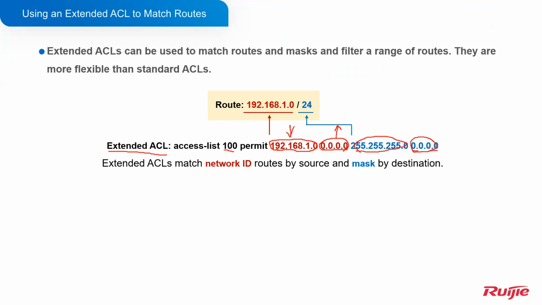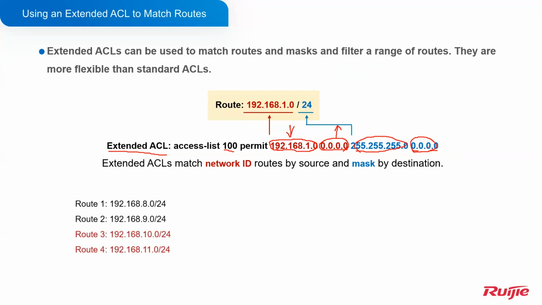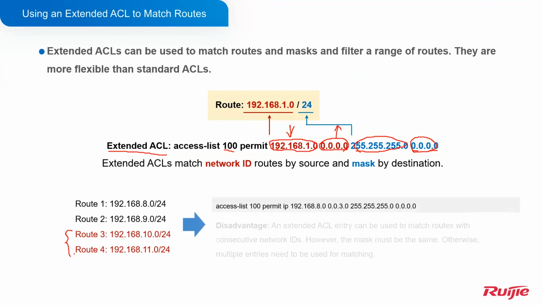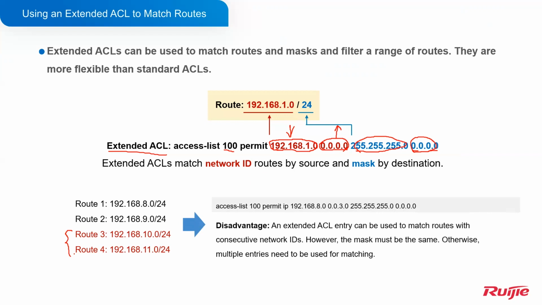It's a little different from the application of the extended ACL, which is used to match packets, right? You should know this. So if we want to match these two, route 3 and route 4, by using extended ACL, the configuration is like this. Okay, this is about using the extended ACL to match routes, but it also has some disadvantages. An extended ACL entry can be used to match routes with consecutive network IDs. However, the mask must be the same. Otherwise, multiple entries need to be used for matching.